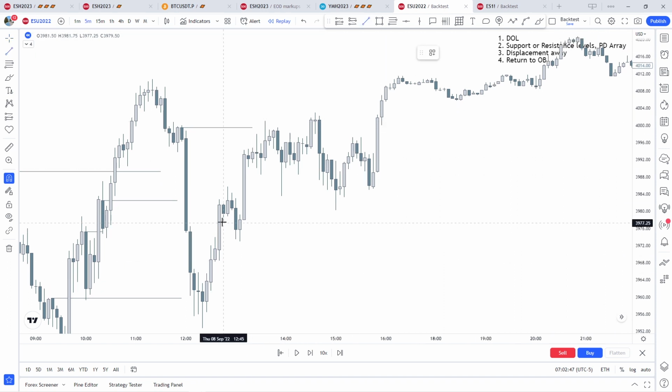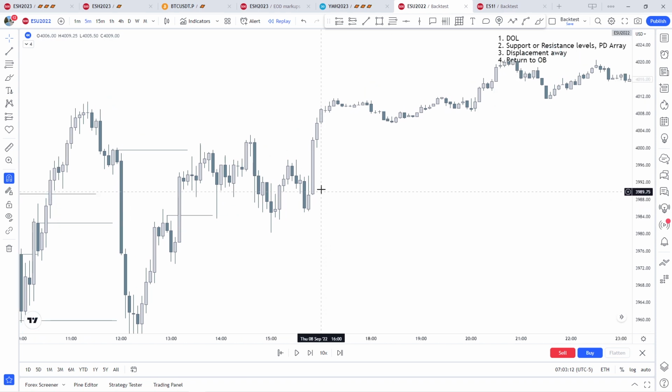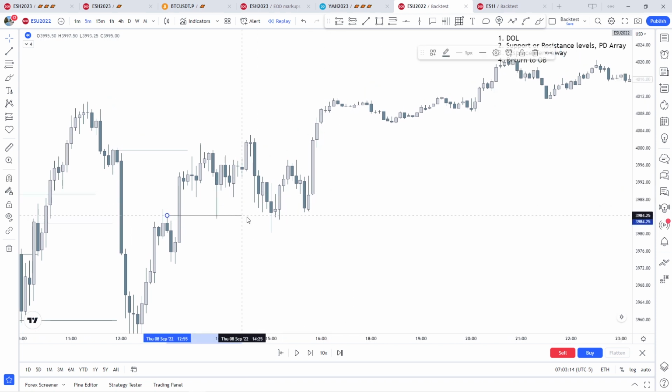This is not an order block. Why not? Doesn't form at any support or resistance level, doesn't form at a PD array, and doesn't displace away. This is our order block. First, no displacement, no real displacement. You could possibly say this displacement here, but no real displacement away. Then it consolidates for a little bit.